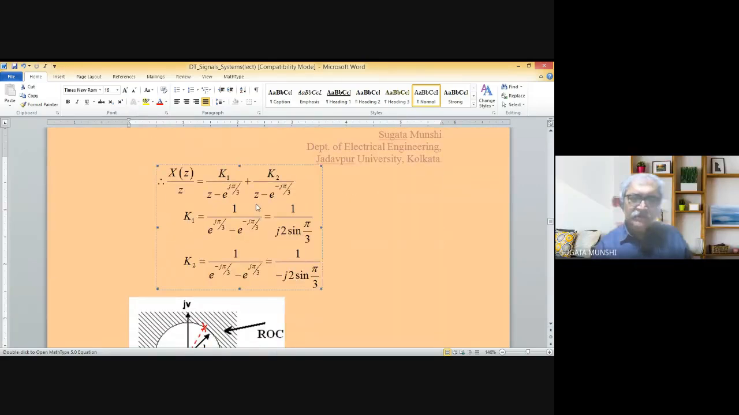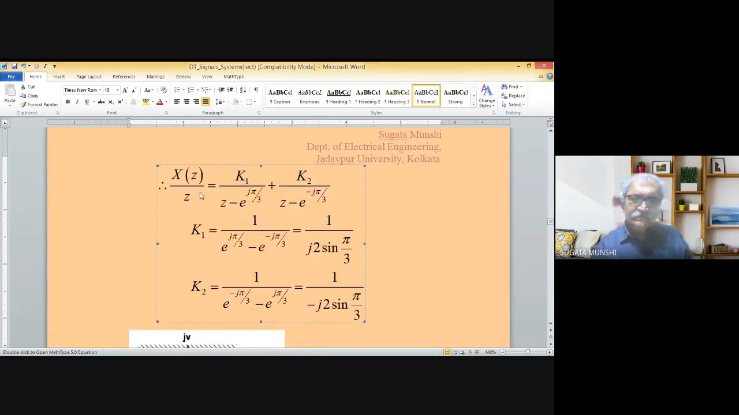Now you proceed with the partial fraction expansion. X(z) by z, say it's K1 divided by this factor plus K2 divided by that factor. K1, you simply obtain it as follows: you have to multiply X(z) by z minus e to the power j pi by 3, and then in that product replace z with e to the power j pi by 3.